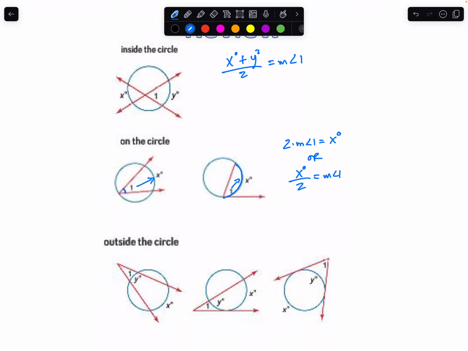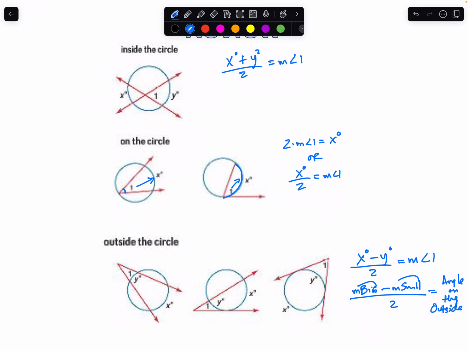And then lastly, if the lines intersect outside of the circle, we're going to subtract the numbers instead of adding them. So we're going to take x degrees minus y degrees divided by 2, and that's going to be the measure on the outside. The biggest component here is the measure of the big arc minus the measure of the small arc, all of it divided by 2 equals the angle on the outside. So we have 3 scenarios. They can intersect inside the circle, on the circle, or outside the circle. And in this process, remember, we're still trying to find the measure of an angle. We're looking for degrees for all of these notations.